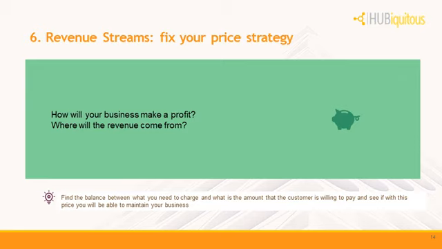And the final point that we are going to see are the revenue streams. The revenue streams is the point that is going to help us to fix the price strategy that we are going to follow, okay? So we have to wonder ourselves, how will my business make profit and where will the revenue come from? And which is going to be the price that I'm going to fix for my product, okay? So you have always to find the balance between what you need to charge and what is the amount the customer is willing to pay for my product, and to see if the price that I'm going to fix is going to be able to maintain my business. It is going to be able to make my business sustainable.